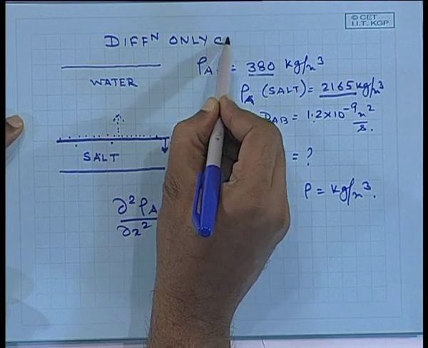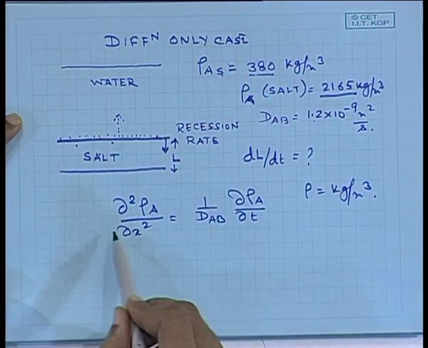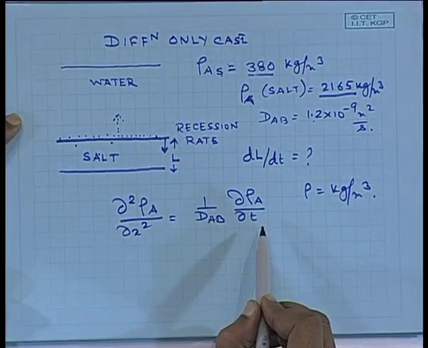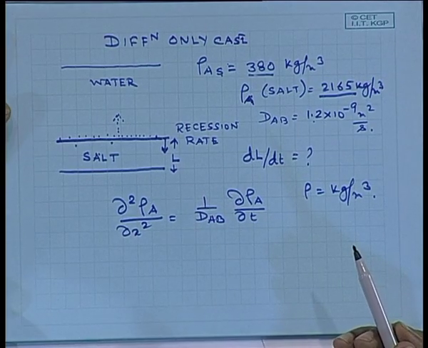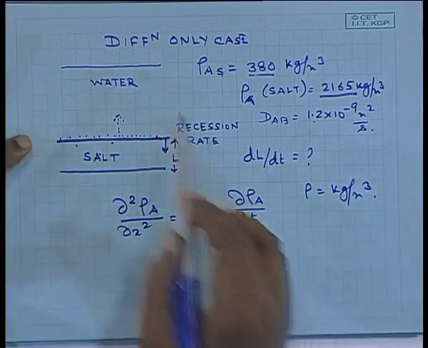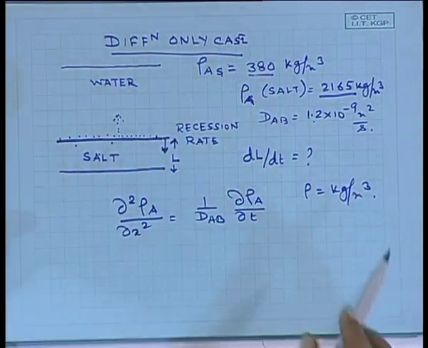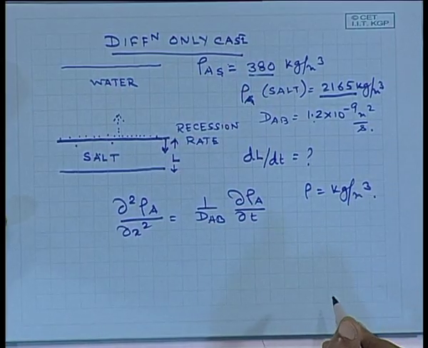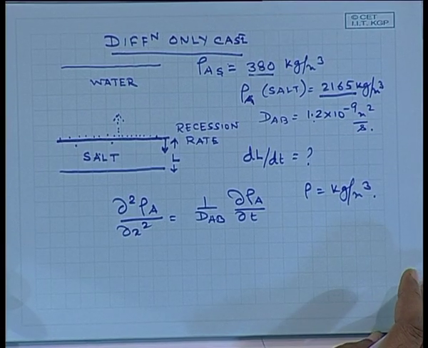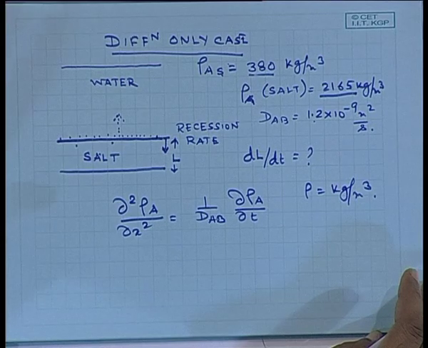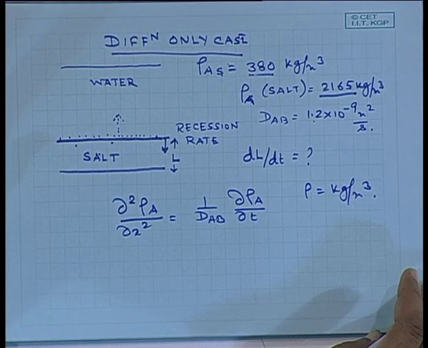If it is a diffusion only case, then only I can write this one. If it is a gas, obviously you will not be able to make this assumption, but since it is a liquid, it is an assumption only. Now, how many conditions do I need to solve this equation? 3. One initial condition and 2 boundary conditions.